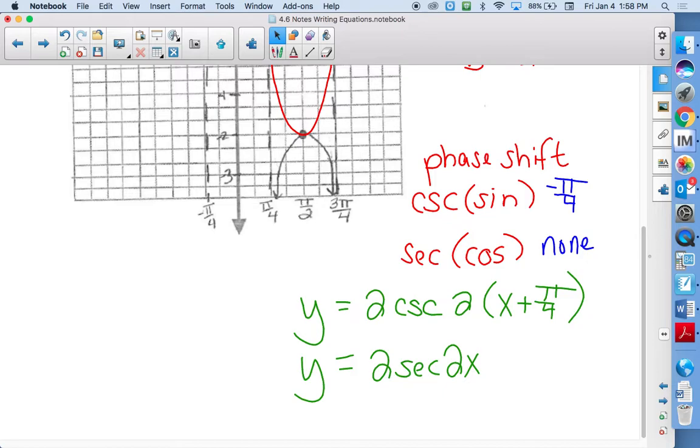I wanted to pass your test back, but I think I have like a minute, so you can keep your test if I can get it back to you quickly. Your homework is on the assignment sheet. It's page 52 and page 43. So page 52, there are 4 graphing problems. Page 43, you have 4 graphs that you're writing the equations for.